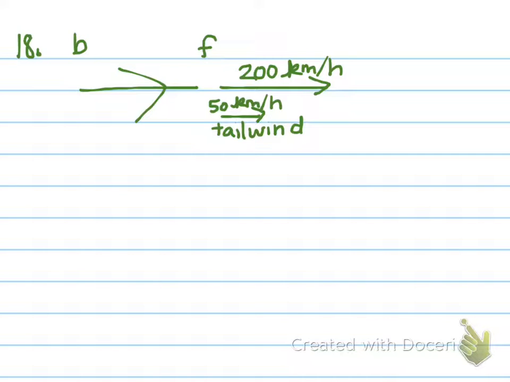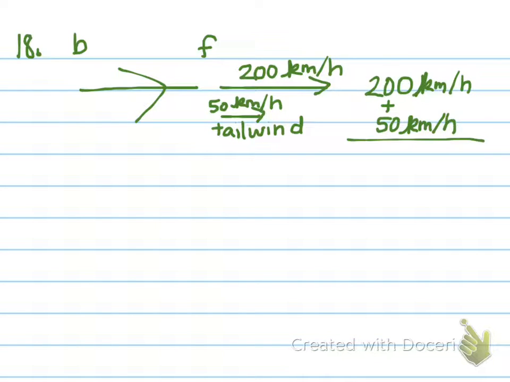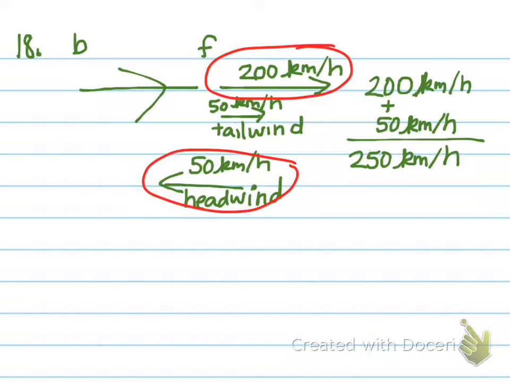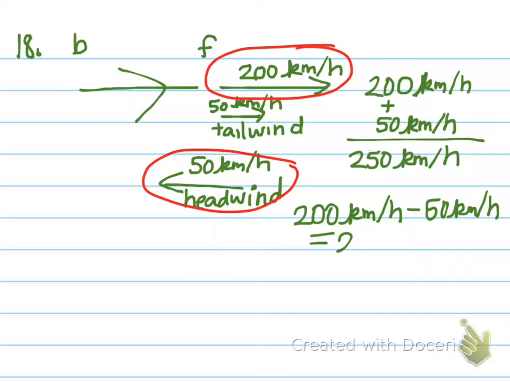So that's going to increase the speed of the plane. The speed of the plane is going to be 200 kilometers per hour plus the tailwind that's helping it along at 50 kilometers per hour, resulting in 250 kilometers per hour. Now, if it encounters a headwind, the headwind means it's coming from the front. So now we have 50 kilometers per hour, but it's a headwind. That means it's going to decrease because these vectors are in opposite directions. And because they're opposite directions, we're going to find the difference between them. So 200 kilometers per hour minus 50 kilometers per hour gives us a resulting speed of, I just did my math wrong, 150 kilometers per hour.